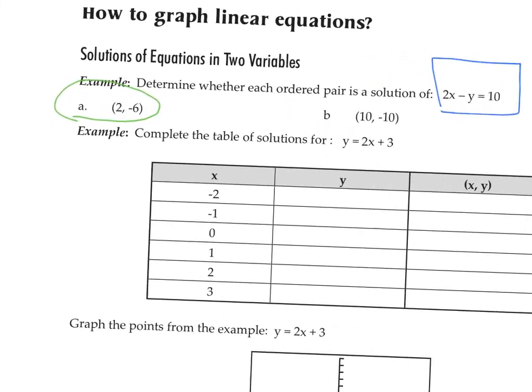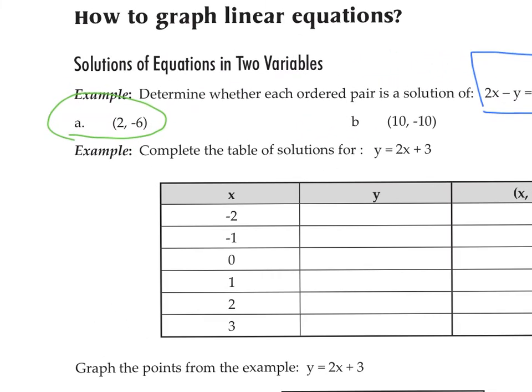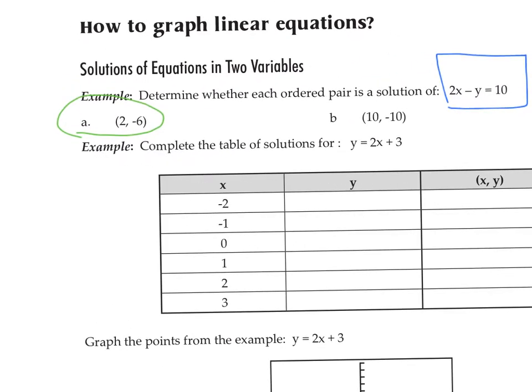All right, so the first question says, determine whether each ordered pair is a solution for 2x minus y equals 10, and this is the ordered pair, 2, negative 6. So the first value is the x value, the second value in the ordered pair is the y value, and we're going to take those two values as x and y, and substitute them into this equation. If it is a solution, you'll get a true statement. If it's not a solution, you'll get a false statement.